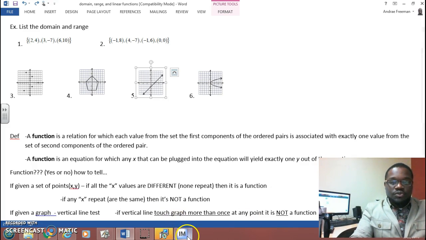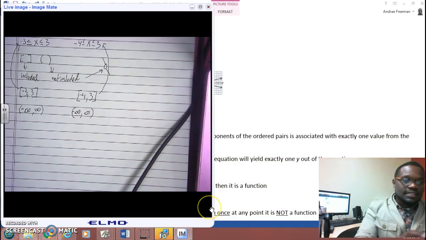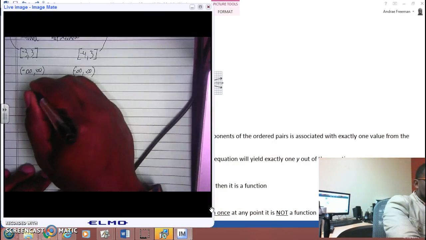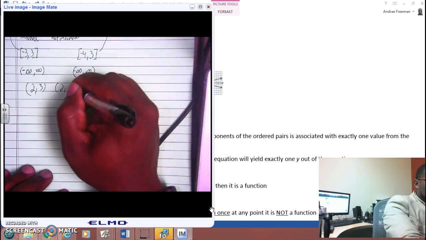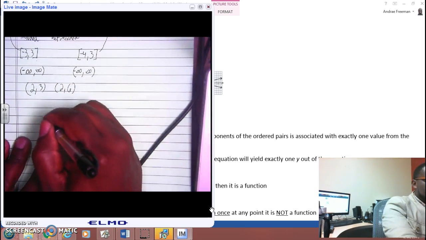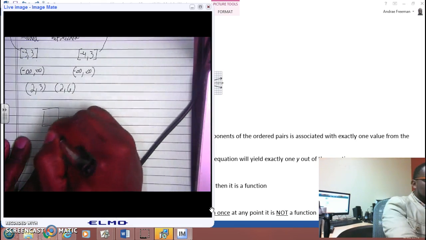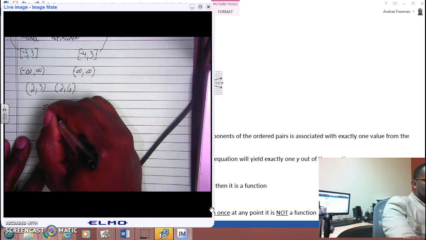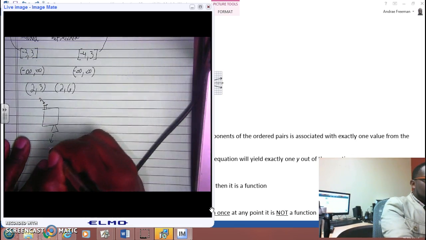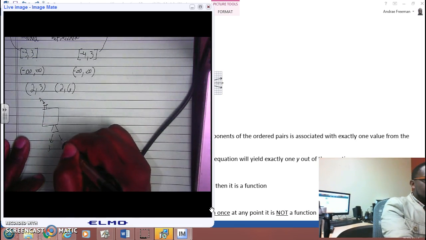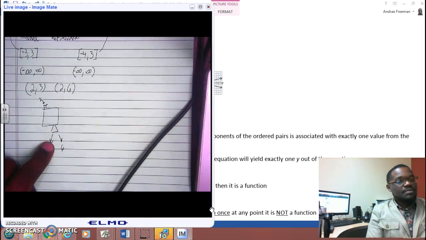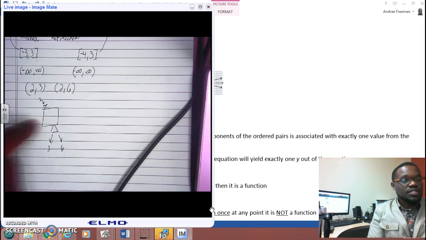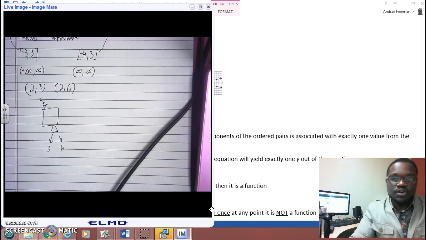I should never put this number in and it give me two different numbers. Now, a visual of that would be something like this. If I gave you 2, 3 and 2, 6. What that means is if I have my little function machine here, if I put a 2 in, it's giving me a 3 and a 6. That shouldn't work like that. If I put a 2 in, I should get the same number every time, every time. This would not be a function because it doesn't work correctly.